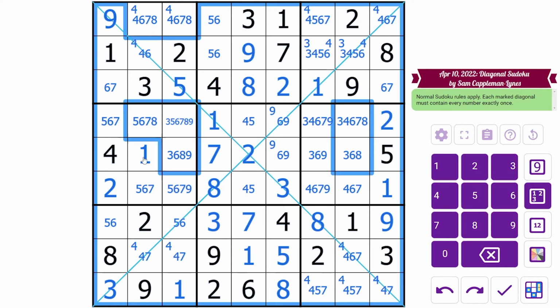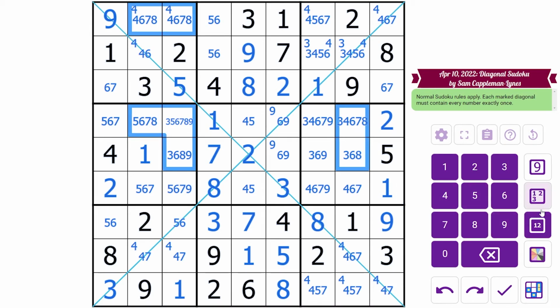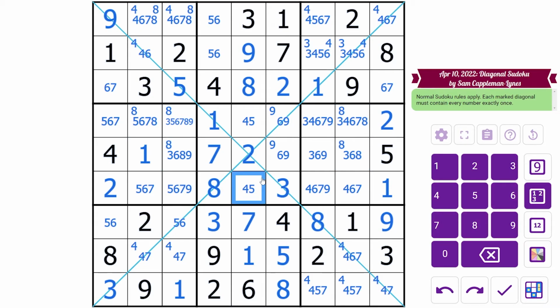Okay. That obviously can't be an 8. So 8 is in these positions in these boxes. Does that give us any new information? I don't think so. We've lost our momentum here.